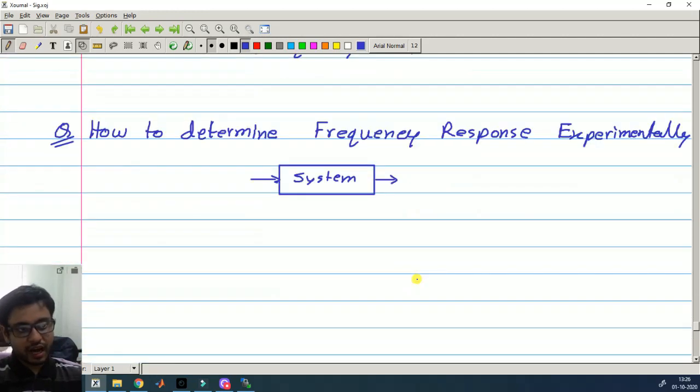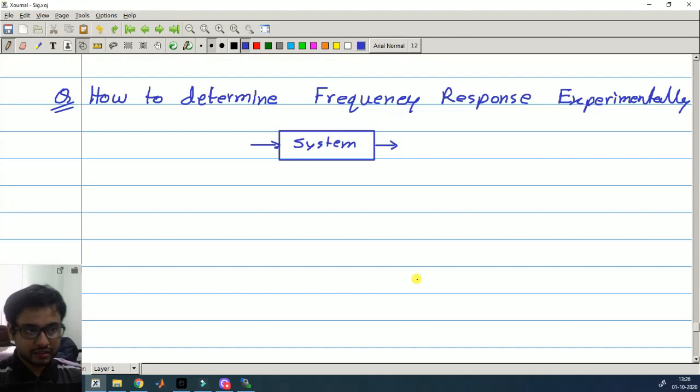Now let us ask this question: how can we determine the frequency response graphs of an unknown system experimentally? Suppose we have a system, a black box with an input and output, but we do not know the mathematical relation between the input and output. Can we then find the frequency response in some way experimentally?